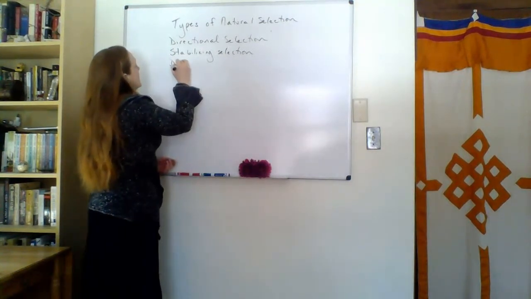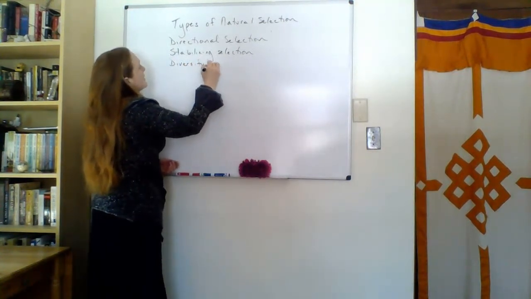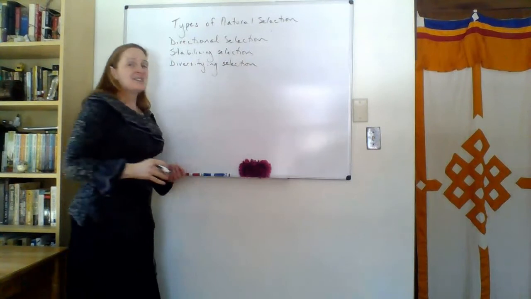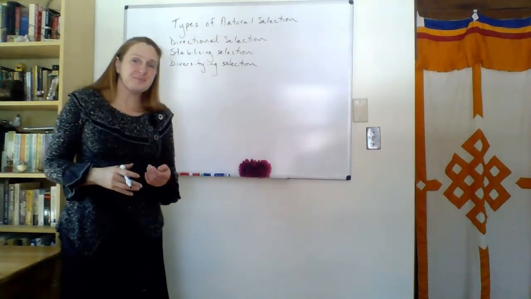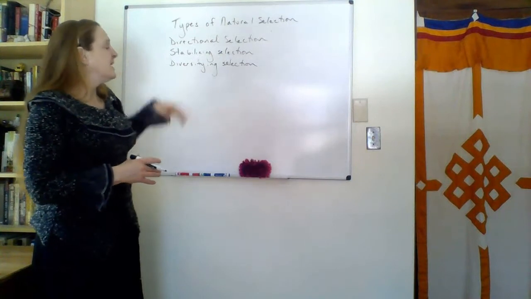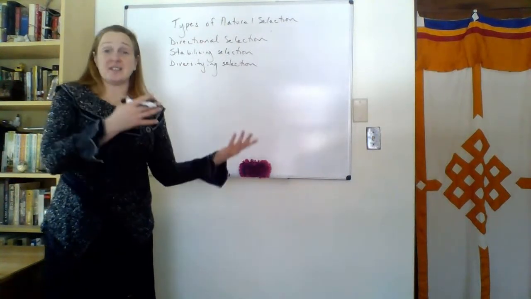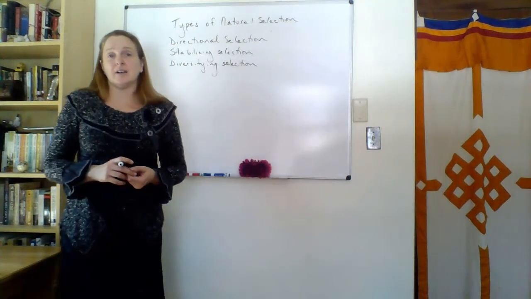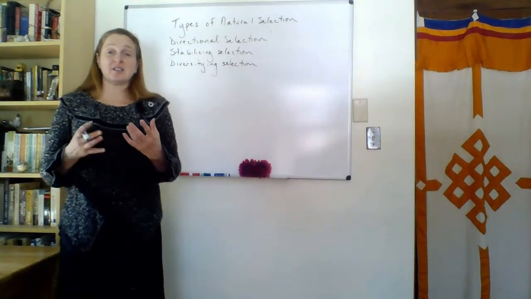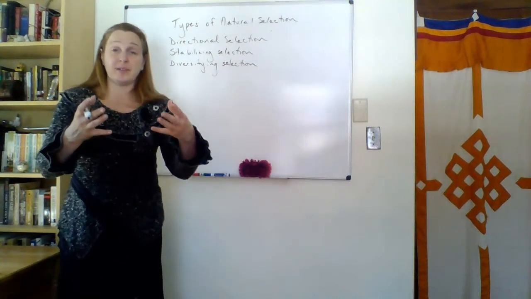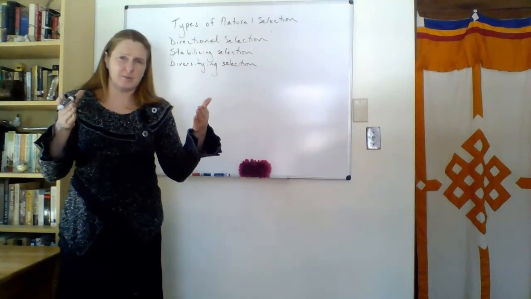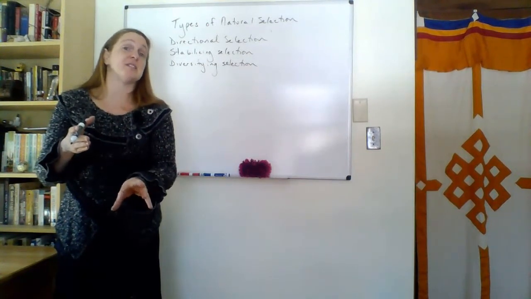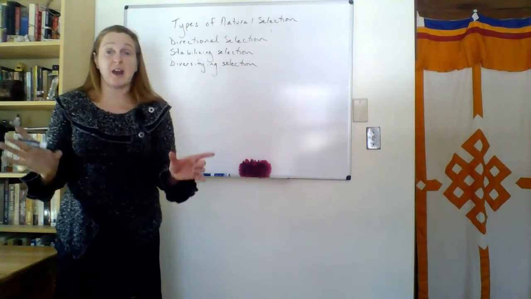Our third type of natural selection is going to be diversifying or disruptive selection. And I like to think of this diversifying disruptive selection as being the opposite of stabilizing selection. Because what's happening with diversifying or disruptive selection is that we see that the extreme phenotypes are being selected for. That intermediate phenotype is not good anymore. It's being selected against. And so all of the individuals who have the intermediate phenotype are disappearing from the population, and we just have our extremes.